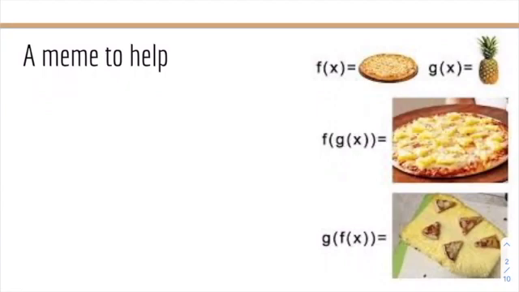So I've got f and g of x. If I've got f of g of x, that means I'm inputting g of x into f of x. So if f of x is a pizza and g of x is a pineapple, f of g of x means that I'm putting pineapple on my pizza. If I've got g of f of x, that means I'm putting pizza on my pineapple. For f of g of x, I'm inputting that pineapple into my pizza.